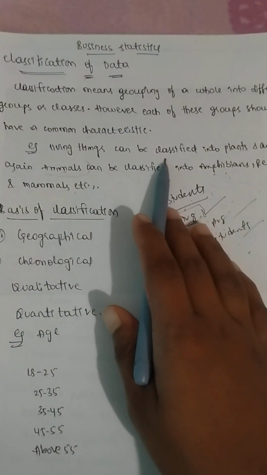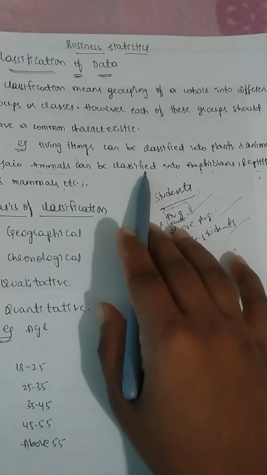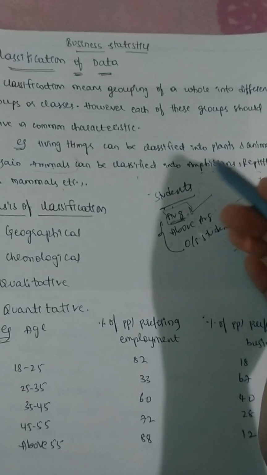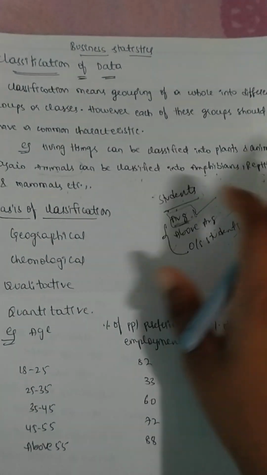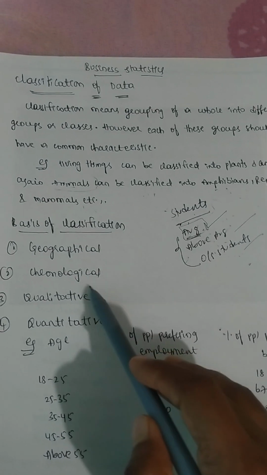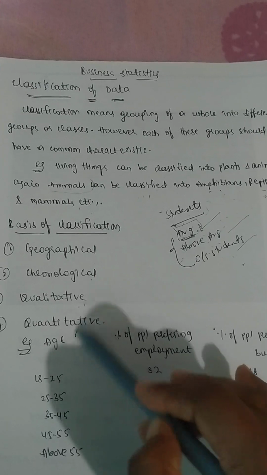Clear about classification of data, where we classify whatever information we have. It is a process of arranging the data into different groups, or into different common characteristics, and that is called classification of data. The basis of classification has 4 types: geographical, chronological, qualitative and quantitative.